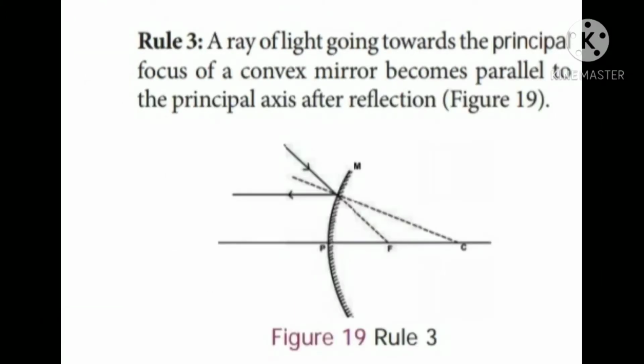Rule number 3. A ray of light going towards the principal focus of a convex mirror becomes parallel to the principal axis after reflection. This means that whenever a ray of light is going towards the principal focus, after the reflection, it will become parallel to the principal axis.